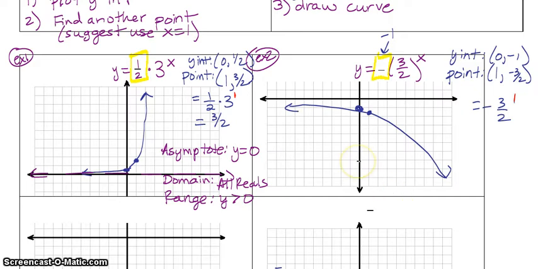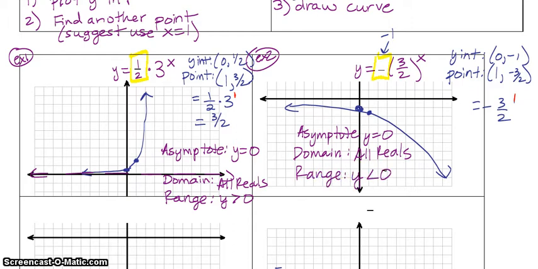It's just flipped over. Now this one, you can see the asymptote hasn't changed. So my asymptote is still at y equals 0. The domain is still all reals, but the range has now flipped. Because it's below the line, my range is going to be y is less than 0.